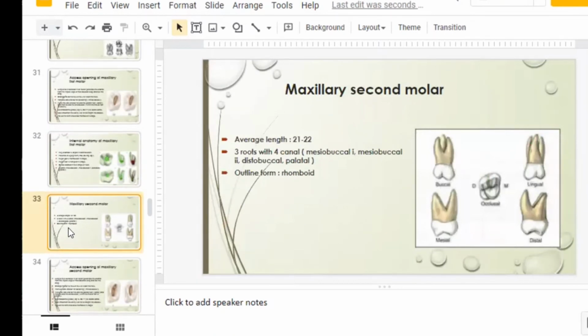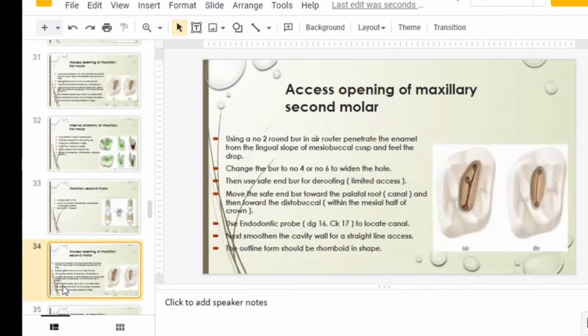Second molar, again your access cavity shape preparation is the same. There is no change in your outline form.